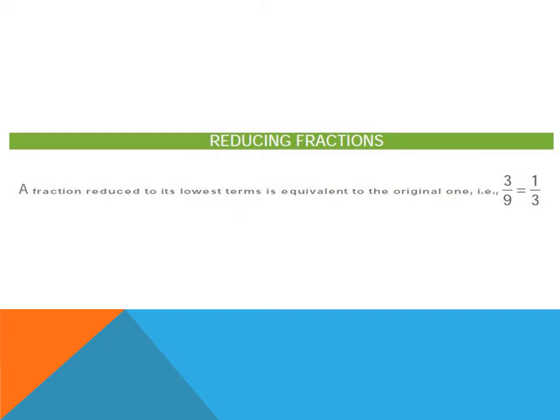Now, reducing fractions. A fraction reduced to its lowest terms is equivalent to the original one. So, if we have a fraction and we are reducing it to the lowest terms, then the lowest term fraction and the original fraction are both equivalent fractions. Here is an example given, 3 by 9. If we cancel out the numerator and denominator by 3, we will get 1 by 3. So 1 by 3 and 3 by 9 are equivalent fractions.